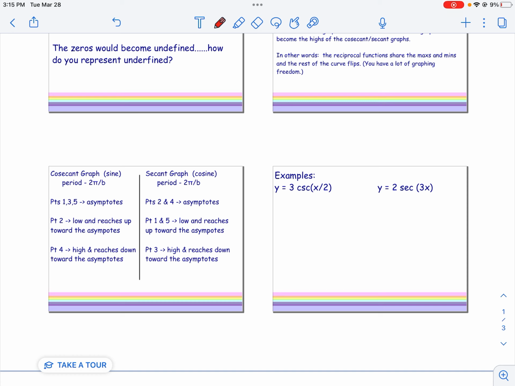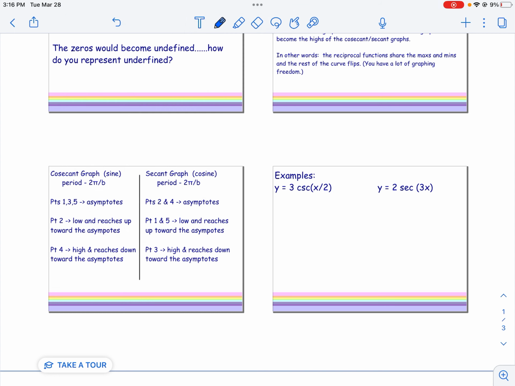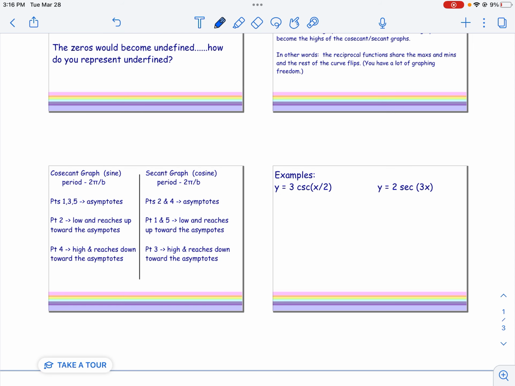We talked about where the asymptotes will be for cosecant, which is the reciprocal of sine, and then we talked about where the asymptotes would be for the secant, which is a reciprocal of cosine. So we're going to use those points to make the asymptotes. Then we're going to find where the lows and highs are. We're going to find the period, and then we're going to use those graphs of sine and cosine, and then sketch in cosecant and secant.